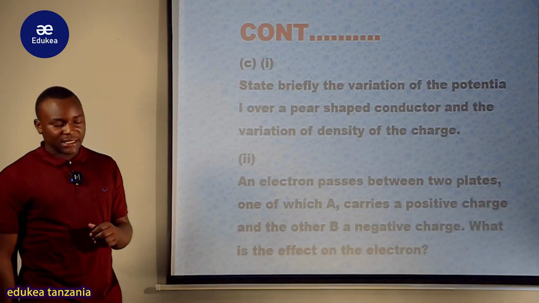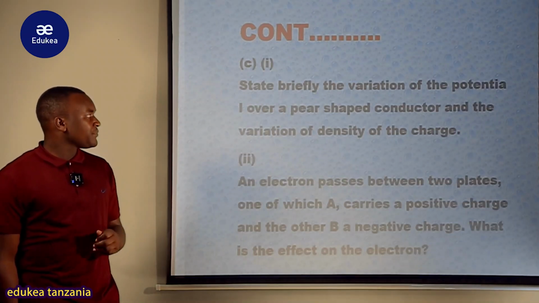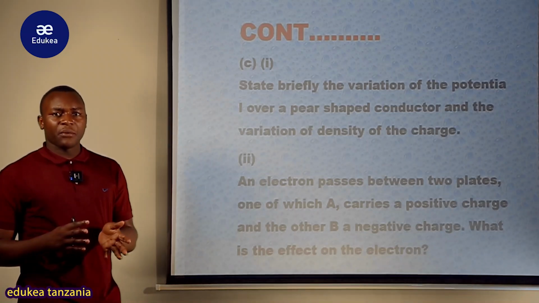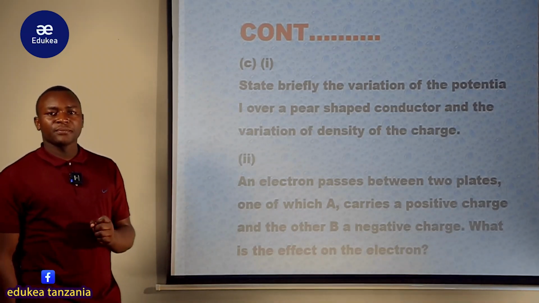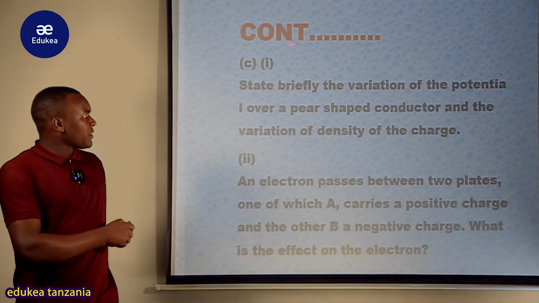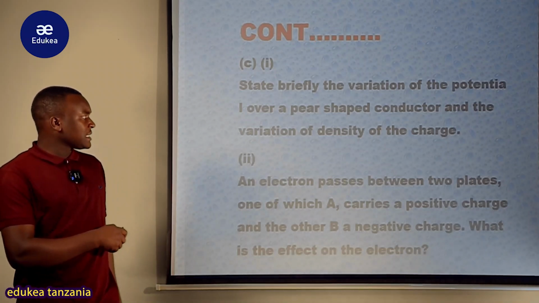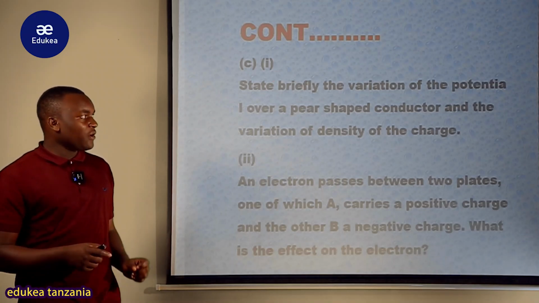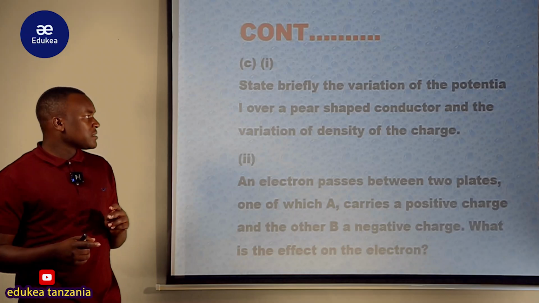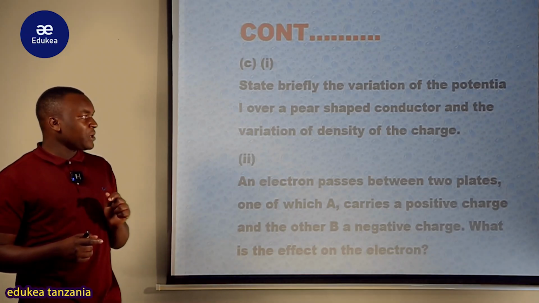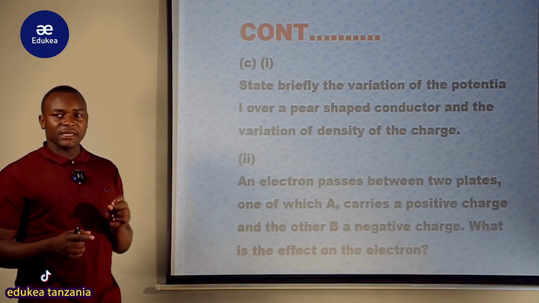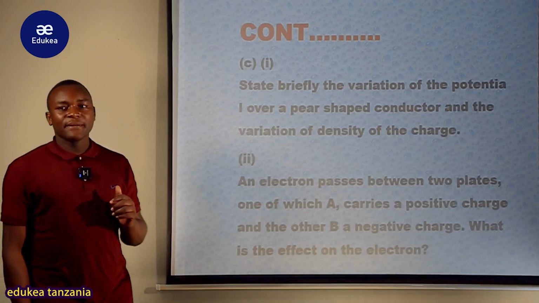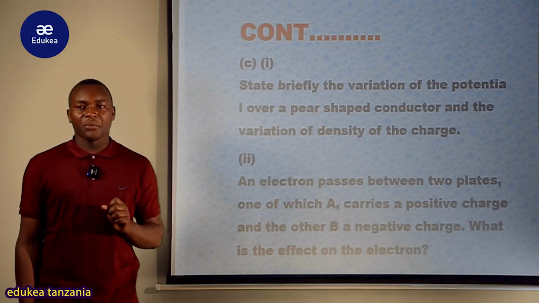On the last part, part C, there are 2 Romans: Roman number 1 and Roman number 2. Roman number 1 states: state briefly the variation of the potential of a pear-shaped conductor and the variation of the density of the charge. That was part C, Roman number 1.